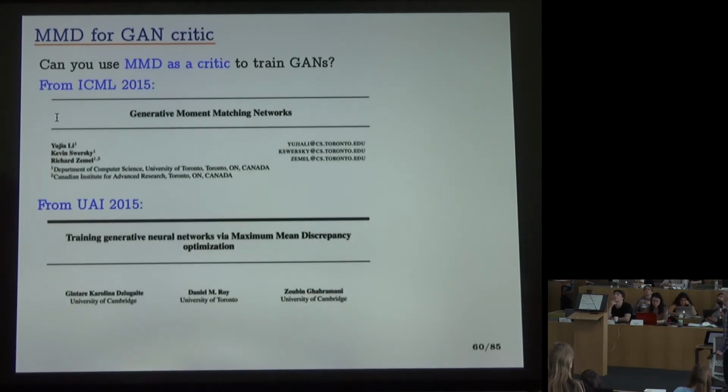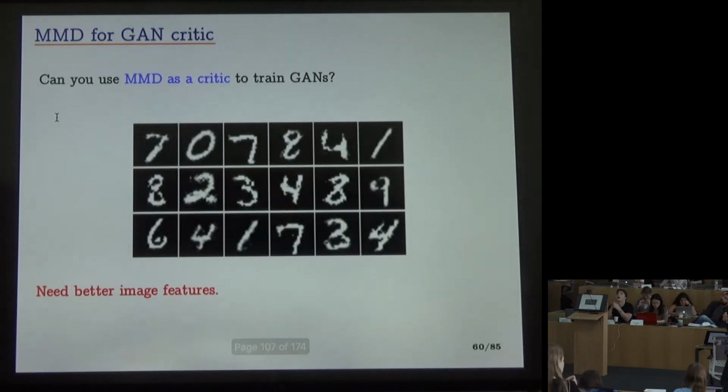Okay, so using MMD for training GANs is actually a very old idea. It was done in ICML in 2015 and also in UAI, same year. Like 2 papers came out with that idea pretty much at the same time. There is an issue though. And the issue is even on top of the issue of choosing the right width for my kernel. So here are some handwritten digits which are generated with an MMD GAN. And you'll notice they're not actually very good.